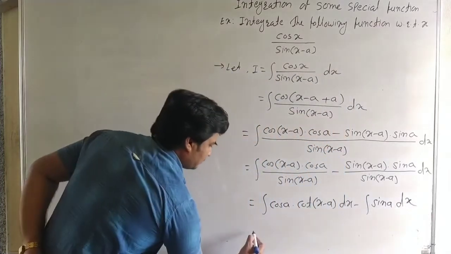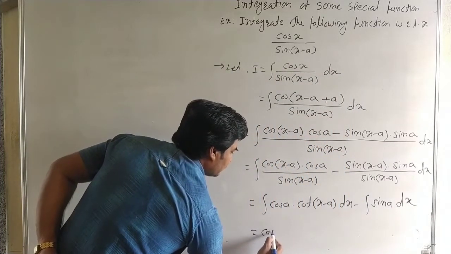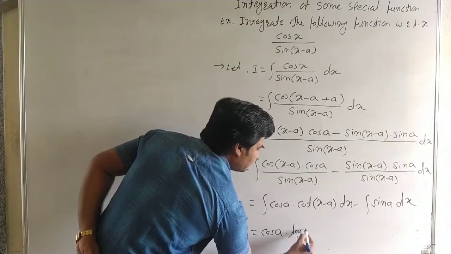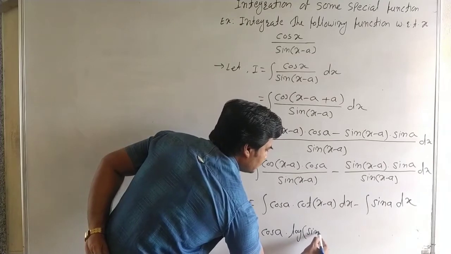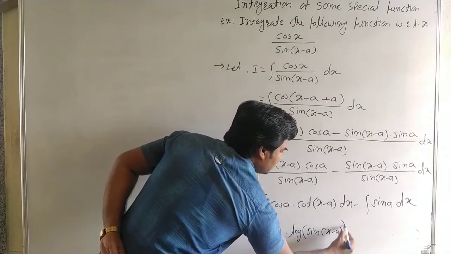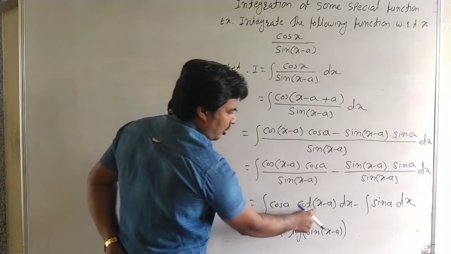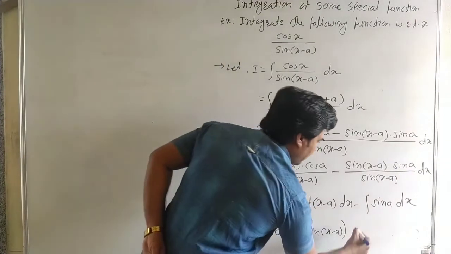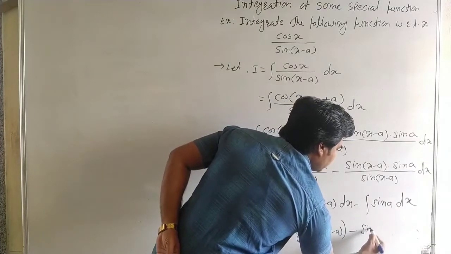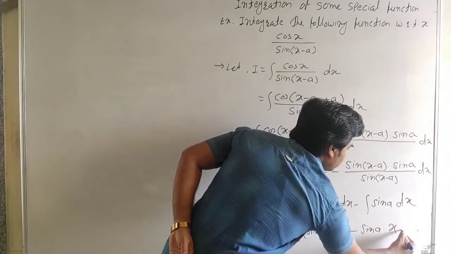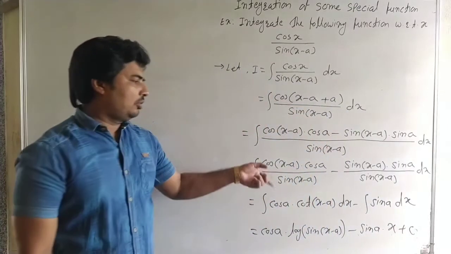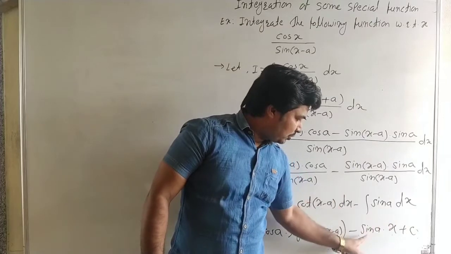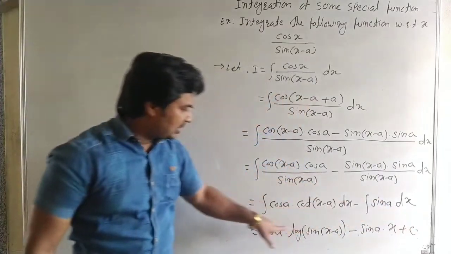And now the last step. Cos a is a constant and the integral of cot x is log of sin. Minus sin a is a constant, into x plus c, the integral of dx is x. So it is sin a into x. It is the last answer.